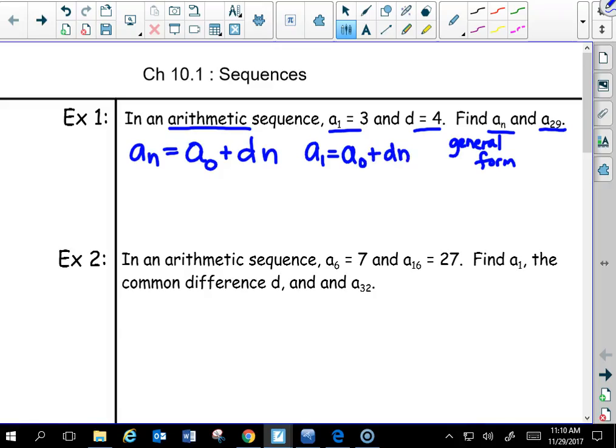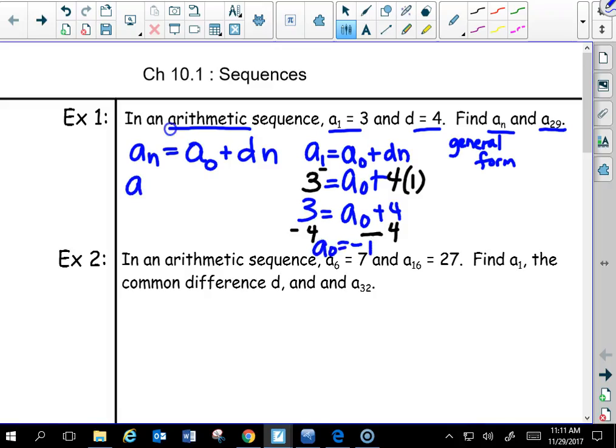They tell us a sub 1 is equal to 3. We don't know what a sub 0 is, but they do tell us that d is equal to 4. And if we're looking at a sub 1, then that means that n is equal to 1. Okay, so from this, we can easily solve for a sub 0. Subtract 4, and we get a sub 0 equals negative 1. All right, so here's my general form. A sub n equals a sub 0, which we just figured out was negative 1, plus d, which they gave us. There's my general form.